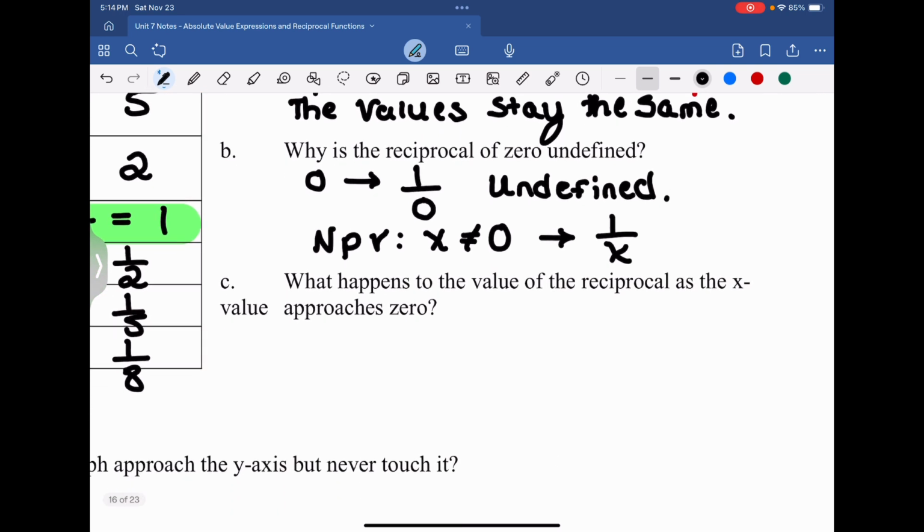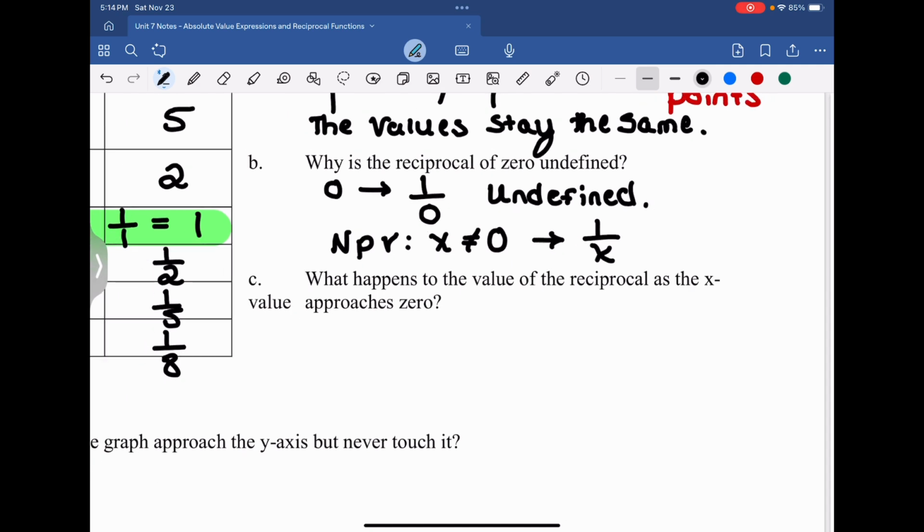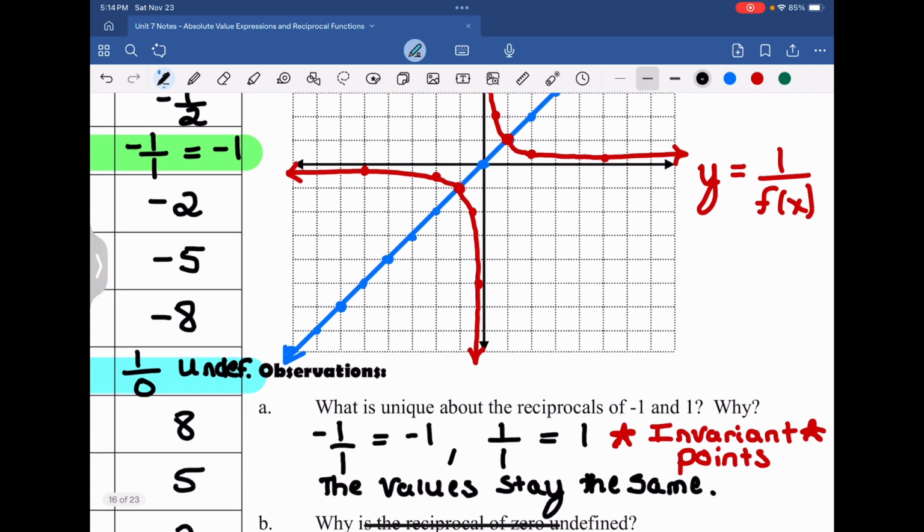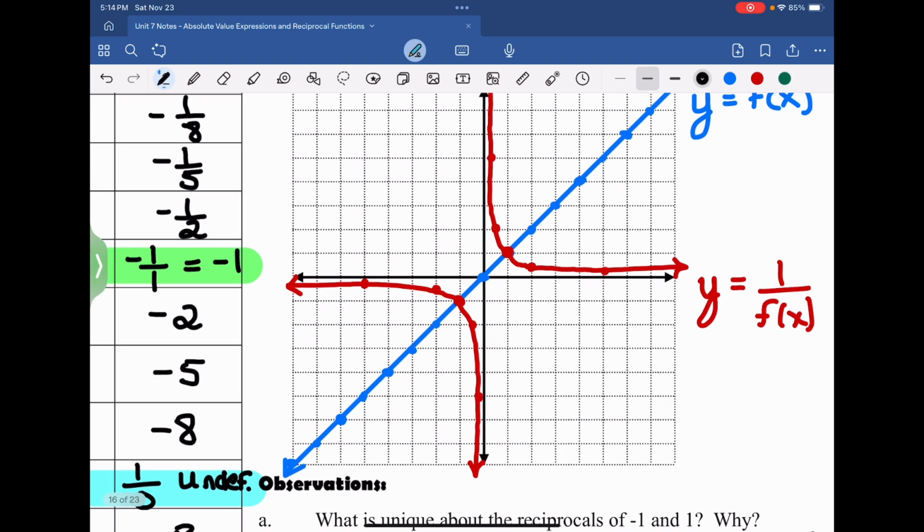Now, for part C, what happens to the value of the reciprocals as the x value approaches 0? Interesting. Okay, so let's take a look at our graph here. If we approach 0, let's say we look at it from this side. We're approaching 0, we're approaching 0, and then, whoa, what happened to the graph? It shoots up in the vertical direction to positive infinity.